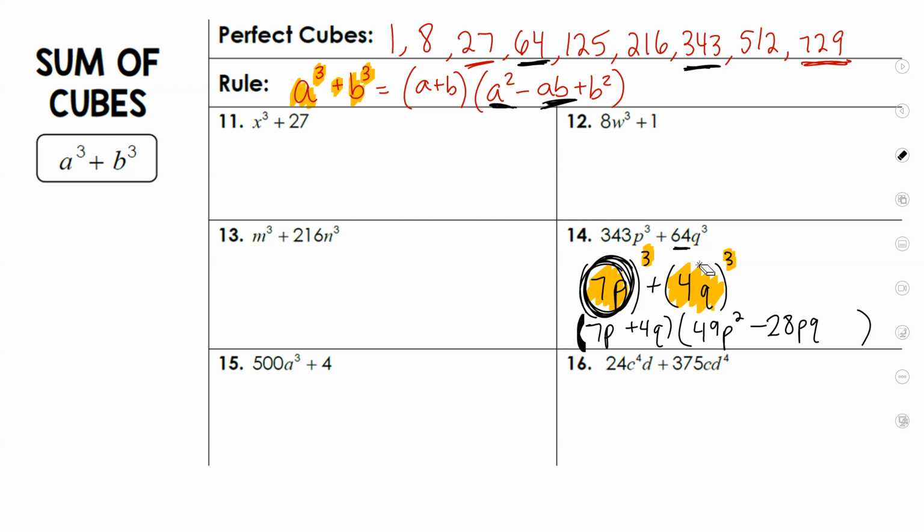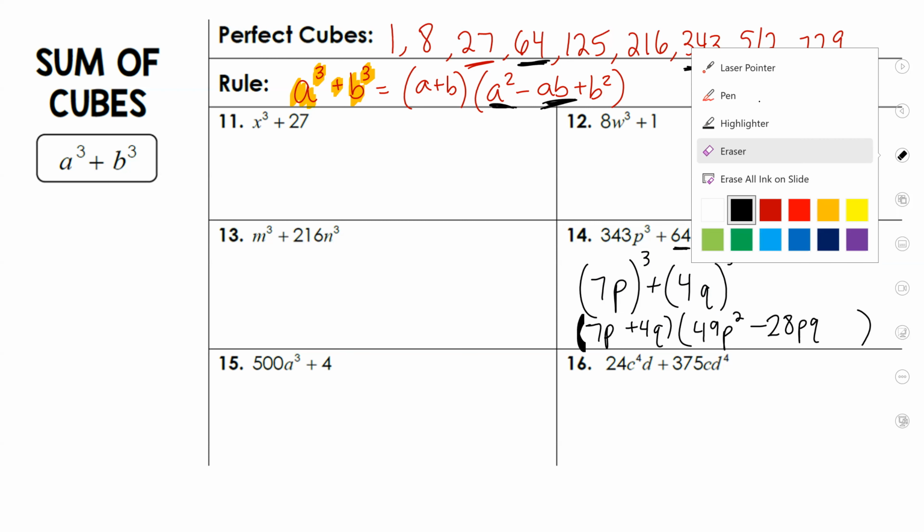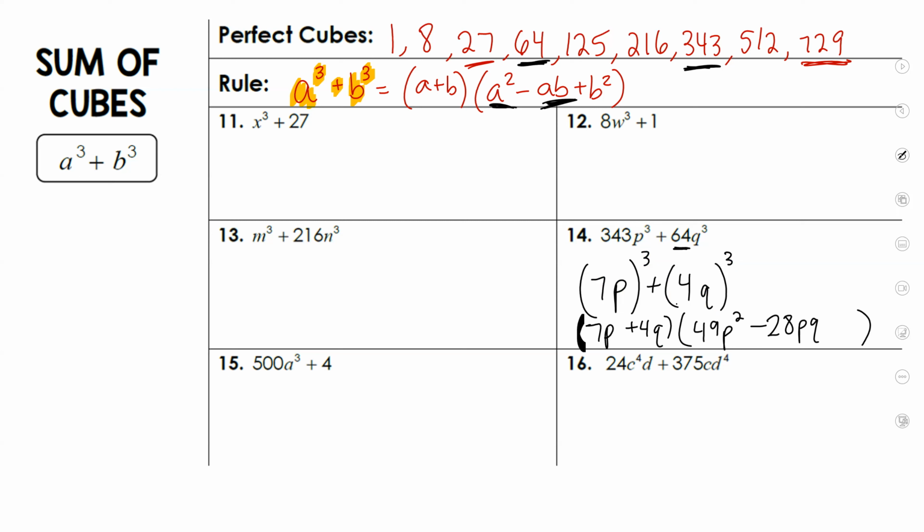Finally, it wants us to do b squared. So let me highlight this. This is the b value, we're gonna square it. So 4 squared is 16, and then q squared. So that's your whole answer. You just use the formula.